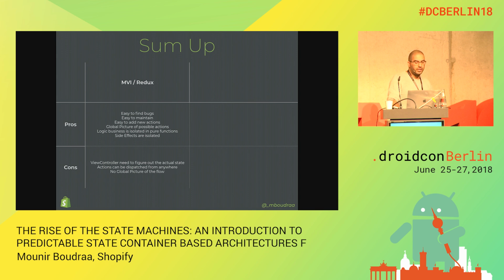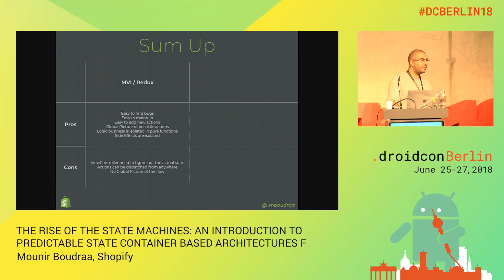A nice thing as well is that the business logic is very isolated in functions or side effects. So if you want to test them, you just have to run your function with an input and test the output. It's really easy to test because you just assert that my output is the same as what I expected.